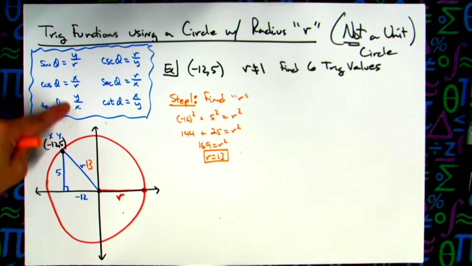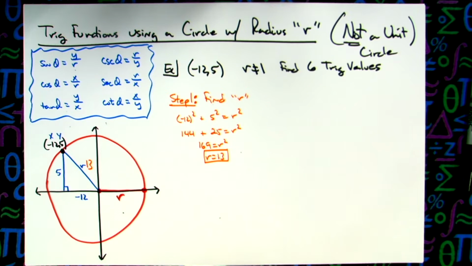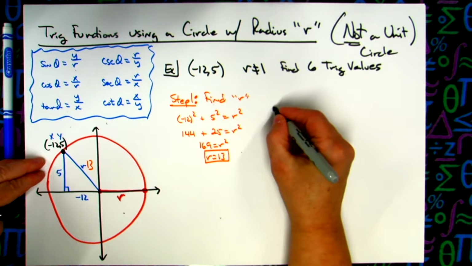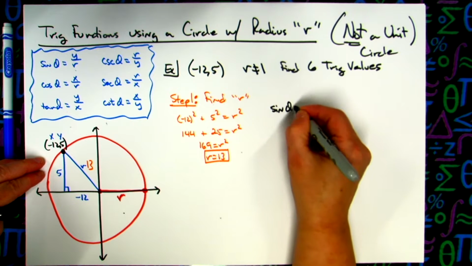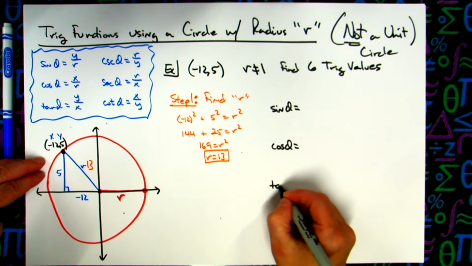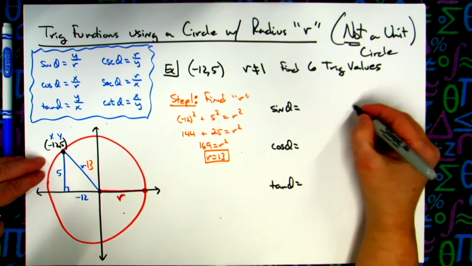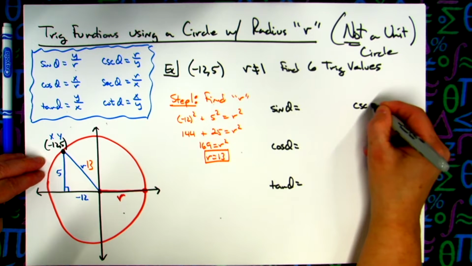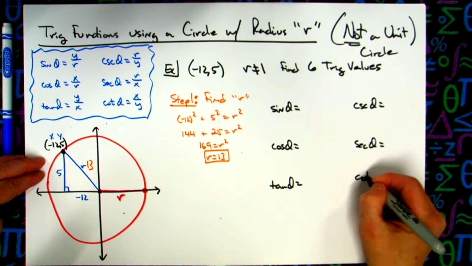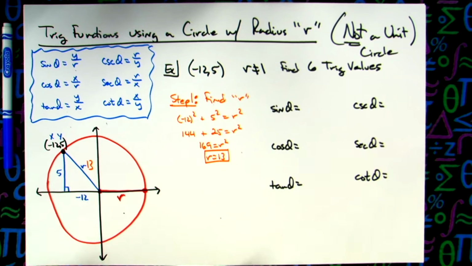I could use these definitions. I could also use my right triangle trig definitions. All right, now if I'm going to find each of my trig values, let's go back to black. I need to find sine, cosine, tangent, cosecant, secant, and cotangent, sorry.